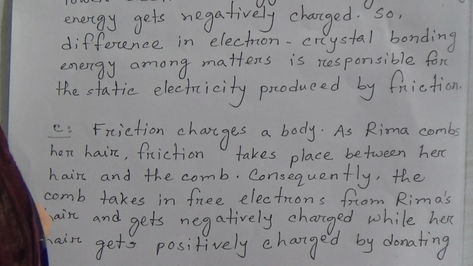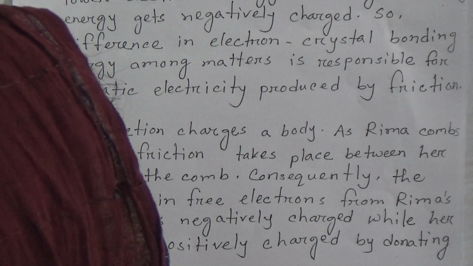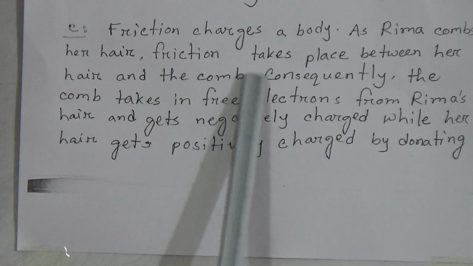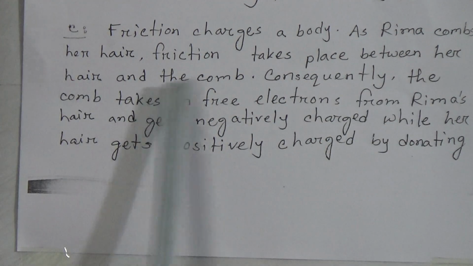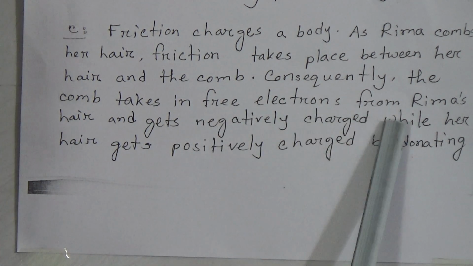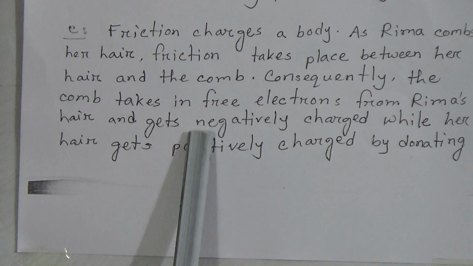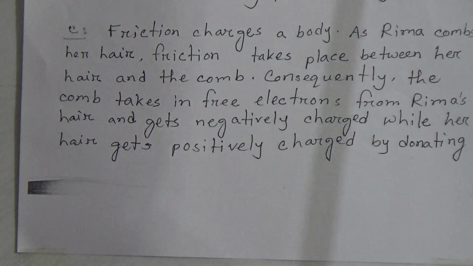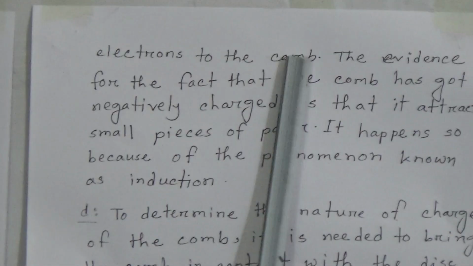Now, come to question number C. Describe why the comb is charged. Why the comb is charged? My dear students, friction charges a body. As Rima combs her hair, friction takes place between her hair and the comb, and consequently the comb takes in free electrons from Rima's hair and gets negatively charged, while her hair gets positively charged by donating electron to the comb.